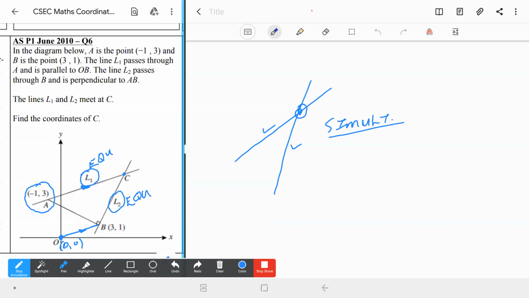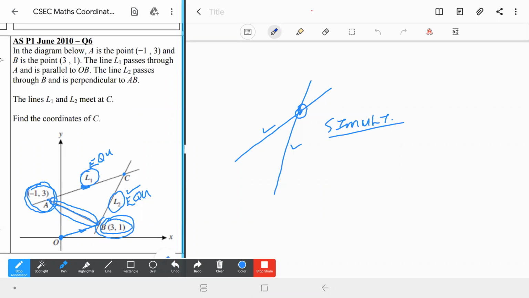All right, let's talk about line 2 now. For line 2, we want the equation. We need a gradient and a point. They gave us the point right here. They tell us that it is perpendicular to this line. Because we have the two endpoints on this line, we can find its gradient. We're going to flip it and change the sign, and that gives us the gradient of line 2. Then when we have the two equations, we solve them simultaneously.